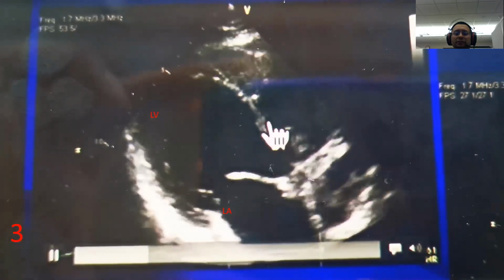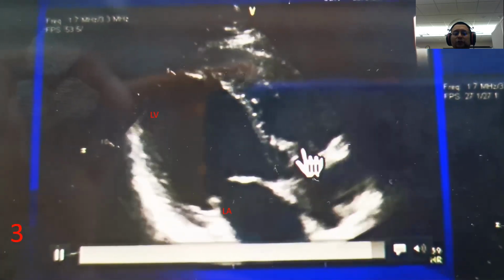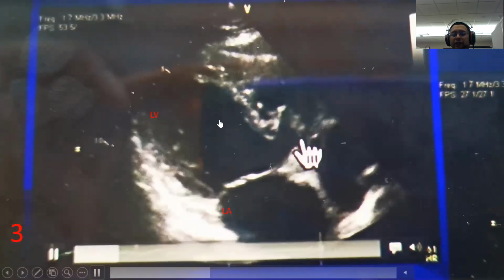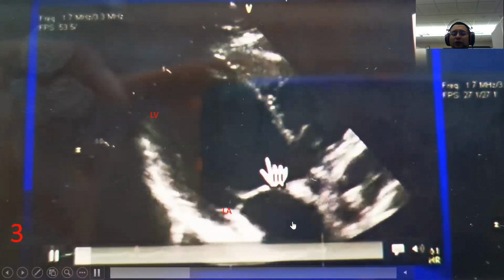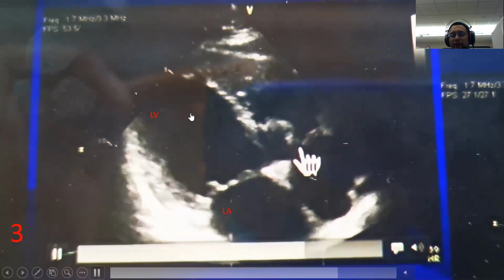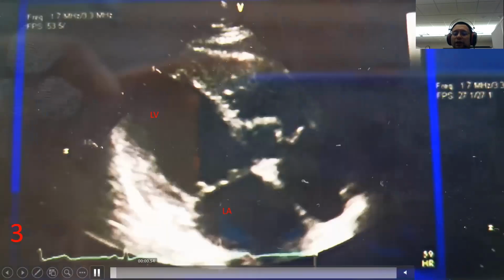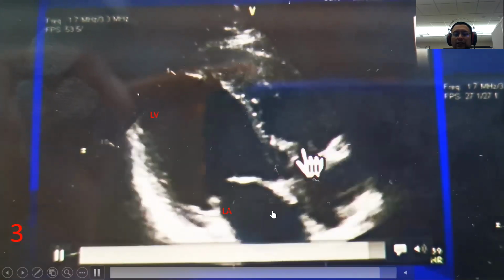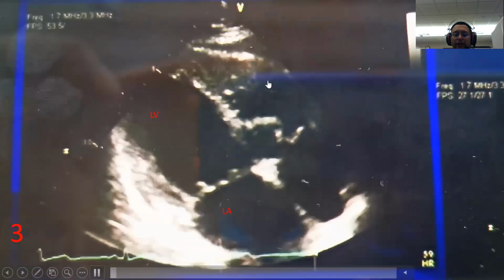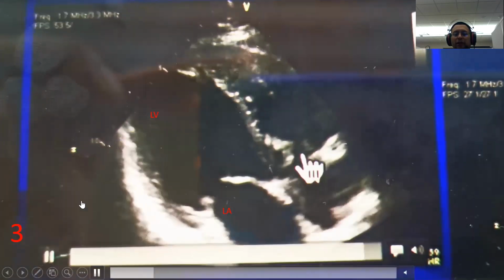All right, so this is number three. This is left atrium and left ventricle. This is a Mayo format. Every time I show you a Mayo format, I tell you the only difference is that the left ventricle is on the left side. I don't know why they wanted to be special. They never give me the reason, but the left ventricle is on the left side. So that is left atrium, left ventricle, right atrium, and right ventricle.